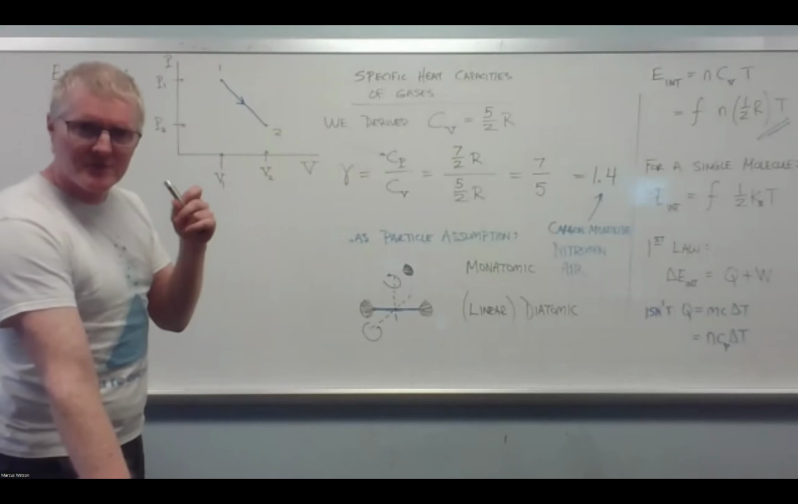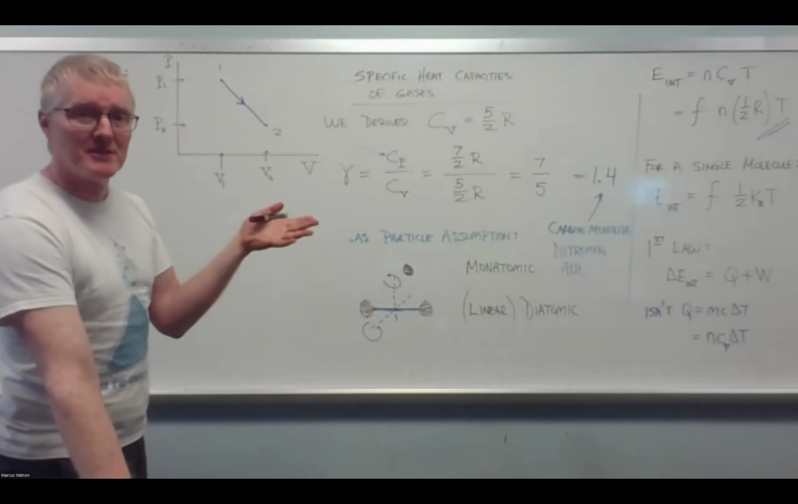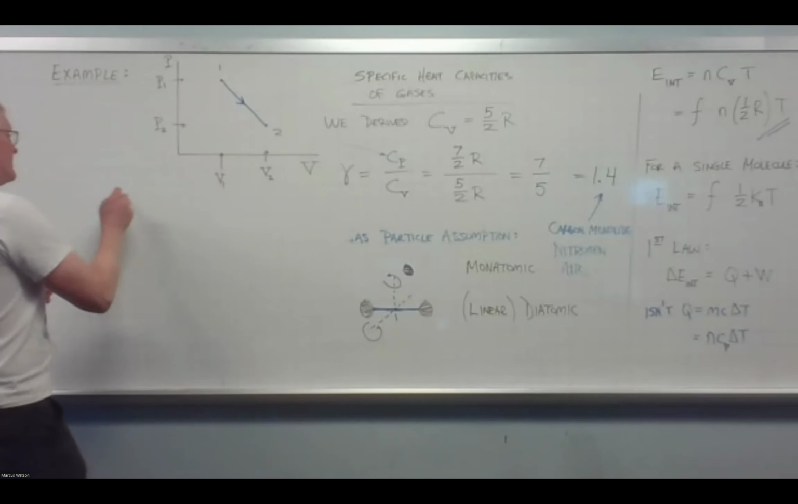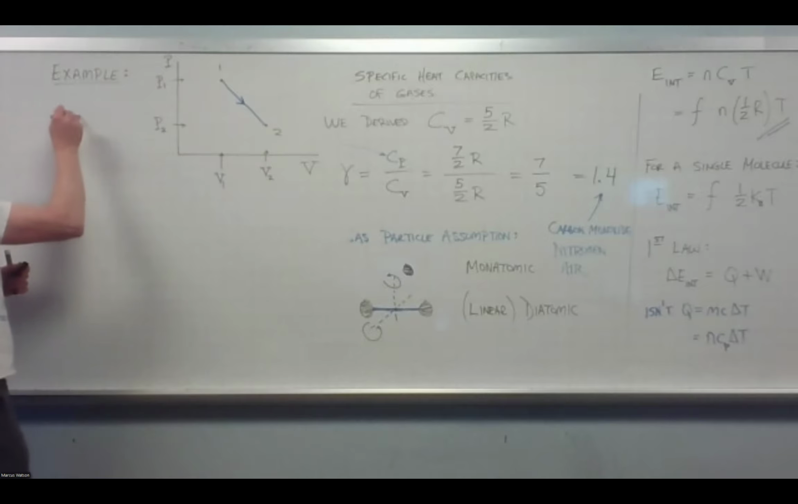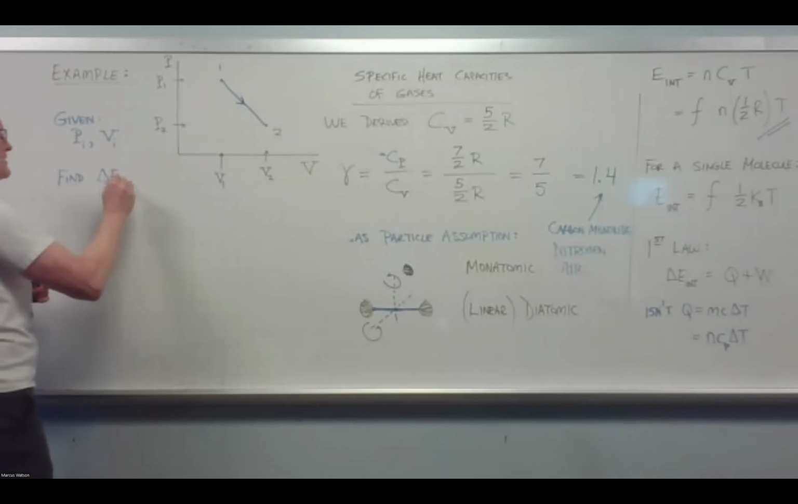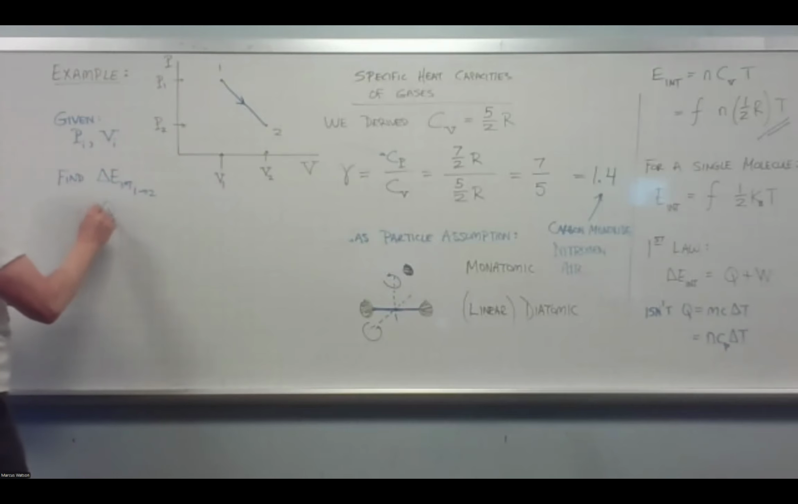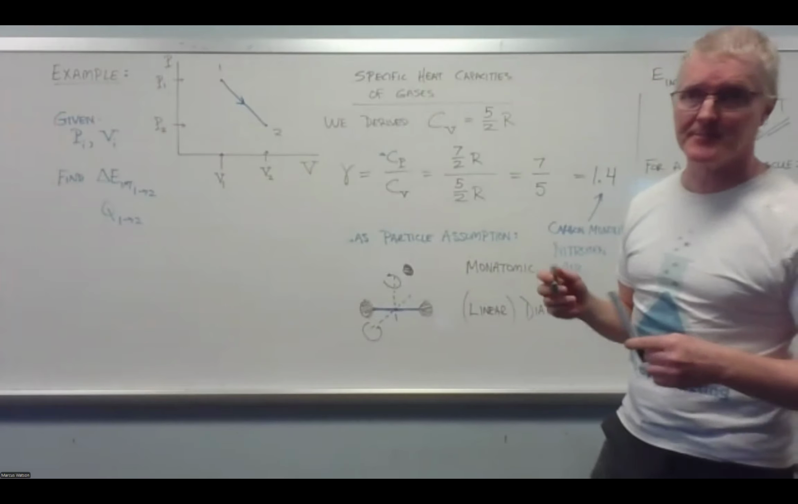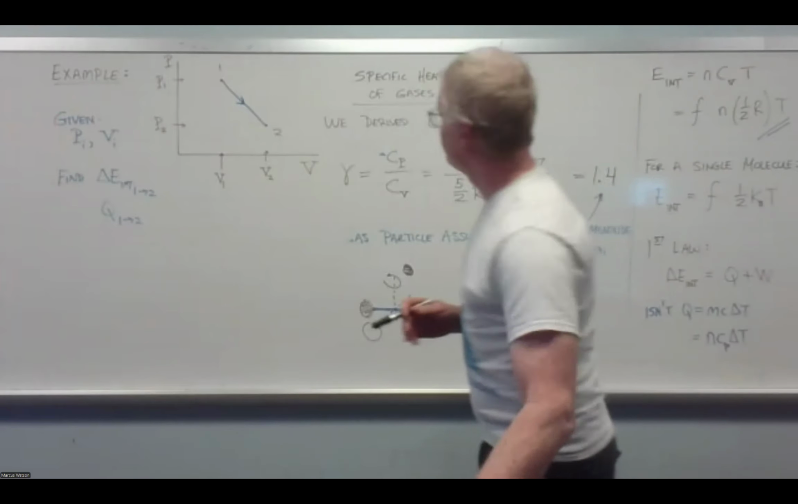What I want to do is first find the energy change. What's the internal energy change from 1 to 2? So I'll just note here the given: all pressures and all volumes. I'll put P_i, V_i here, and I want to find delta E internal from 1 to 2. And then I'm going to want to find Q from 1 to 2. I want to find those two quantities for this process.